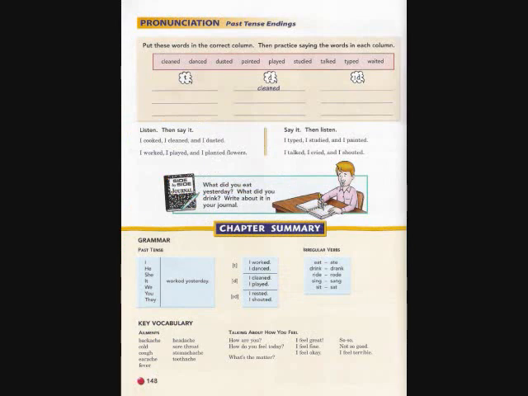Page 148. Pronunciation. Past tense endings. Listen. Then say it. I cooked, I cleaned, and I dusted. I worked, I played, and I planted flowers.